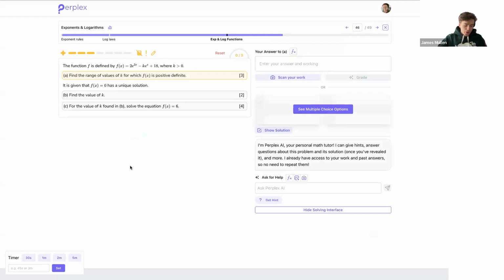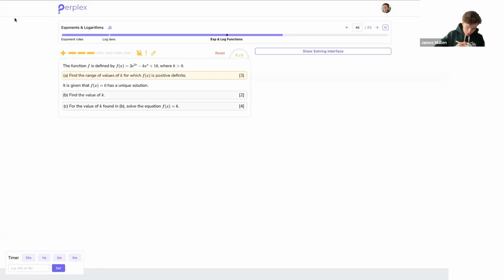This is going to be another pseudo-quadratic question. I have f of x is equal to 2e to the 2x minus ke to the x plus 18, and I'm told that the function is positive definite in part A. What do I know? I know that f of x is positive definite, which means that f of x has no roots. It doesn't intercept the x-axis anywhere.